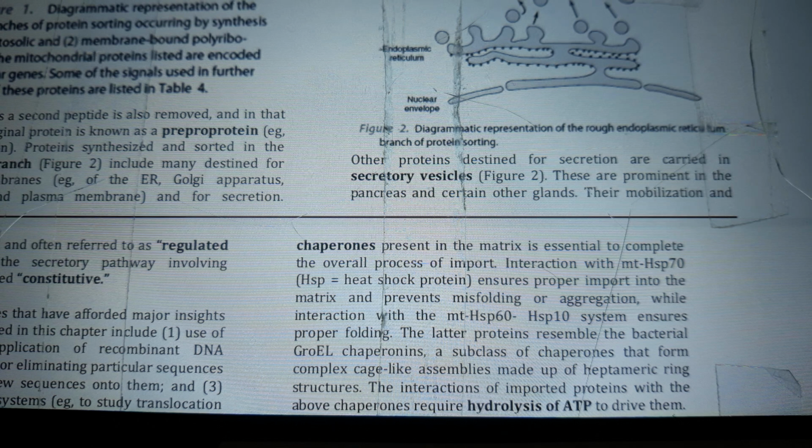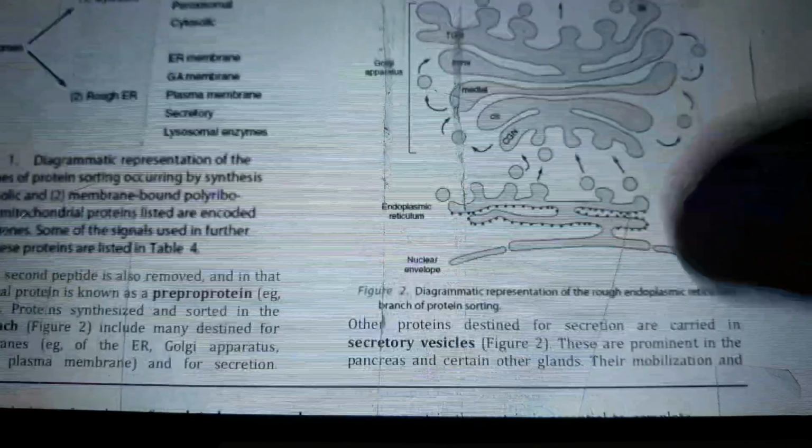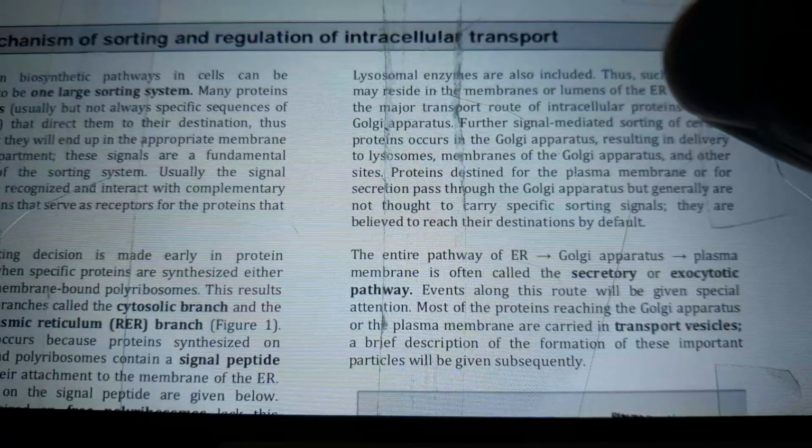In some cases, a second peptide is also removed, and in that event, the original protein is known as a pre-pro protein, for example, pre-proalbumin. Figure 2 includes many designations for various membranes, for example of the ER, Golgi apparatus, lysosomes, and plasma membranes, and for secretion. Lysosomes are also included.